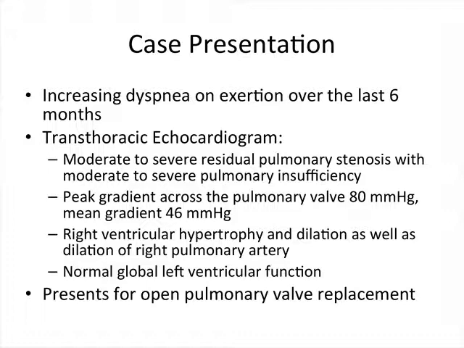Her transthoracic echocardiogram revealed moderate to severe residual pulmonary stenosis with moderate to severe pulmonary insufficiency. The peak gradient across her pulmonary valve was found to be 80 millimeters of mercury, with a mean gradient of 46 millimeters of mercury. She was also noted to have significant right ventricular hypertrophy and dilation, as well as dilation of her pulmonary artery. Her left ventricular function was normal. She presents for pulmonary valve replacement via her 4th open sternotomy.